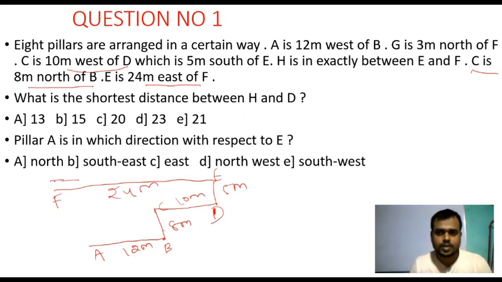After that, G is 3 meter north of F. Suppose this is 3 meter, and this is G. After that, H is exactly between E and F. Now suppose H is exactly between E and F, then this is 12 meter and this is 12 meter.